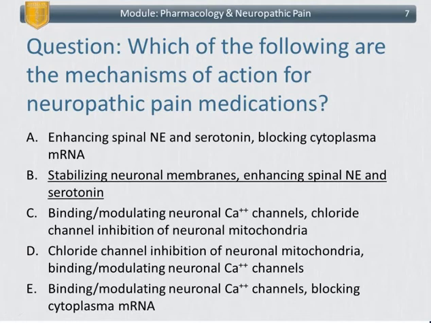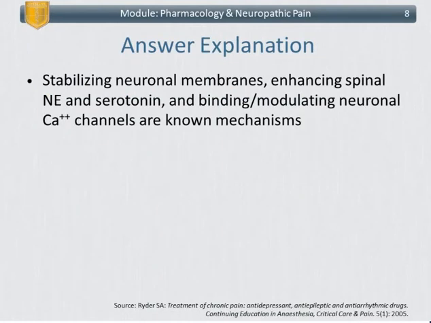So the answer is B: they stabilize neuronal membranes, and they enhance spinal norepinephrine and serotonin, which, as I mentioned before, are inhibitory of pain in the spinal cord. So stabilizing neuronal membranes, enhancing spinal norepinephrine and serotonin, and binding or modulating neuronal calcium channels are the known mechanisms. All the other things that I put there were red herrings.